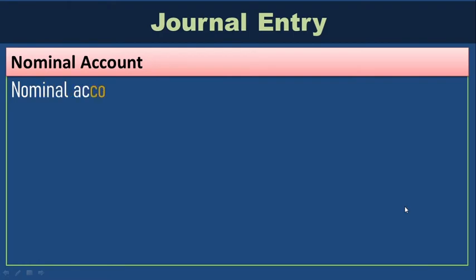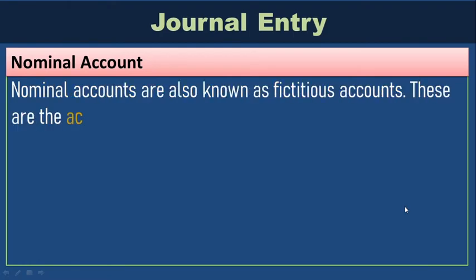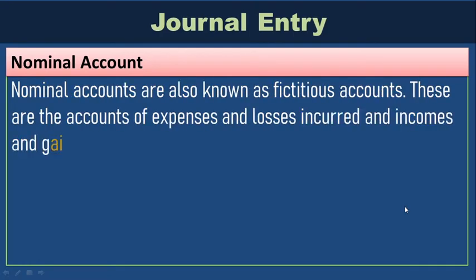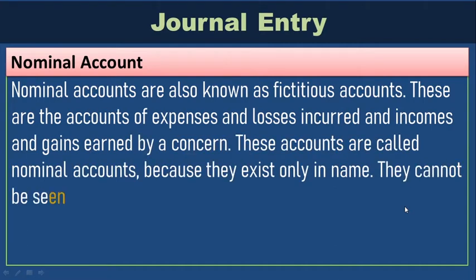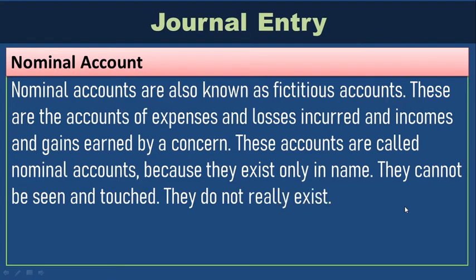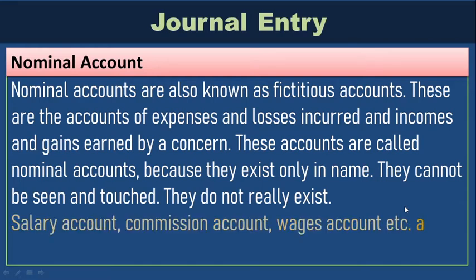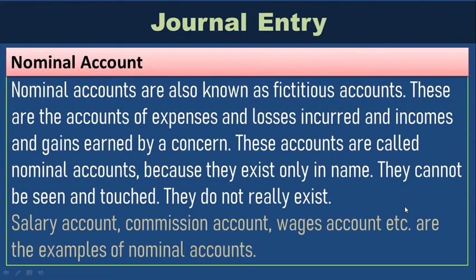Nominal account. Nominal accounts are also known as fictitious account. These are the accounts of expenses and losses incurred and income and gains earned by a concern. These accounts are called nominal account because they exist only in name. They cannot be seen and touched. They do not really exist. Salary account, commission account, wages account, etc. are some of the examples of nominal account.